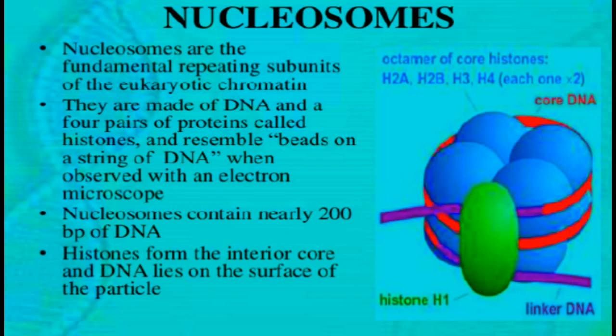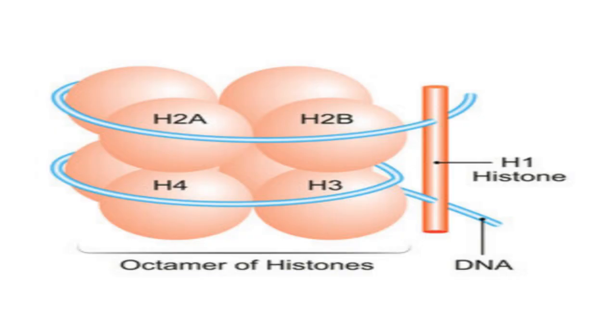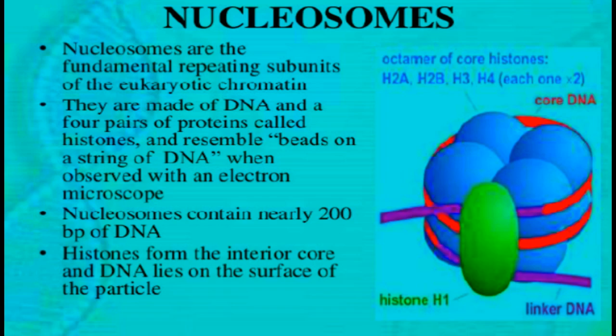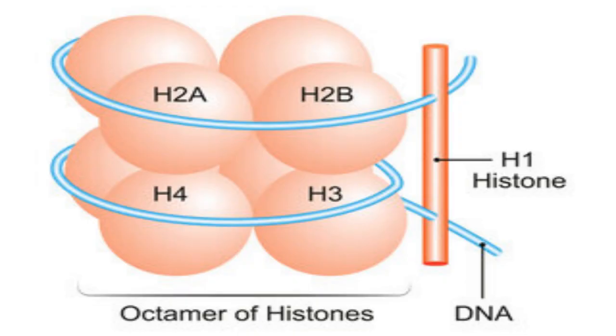There are 5 main types of histones: H1, H2A, H2B, H3 and H4. A nucleosome core consists of 8 histones, 2 copies each of H2A, H2B, H3, H4, forming a spool around which about 150 base pairs of DNA wrap nearly 2 full turns.